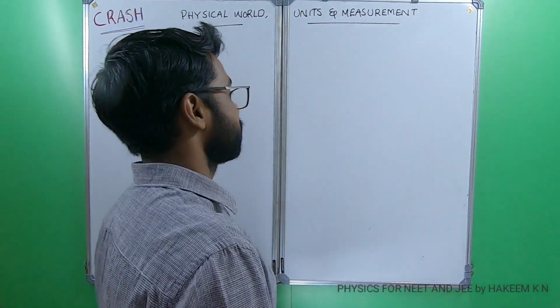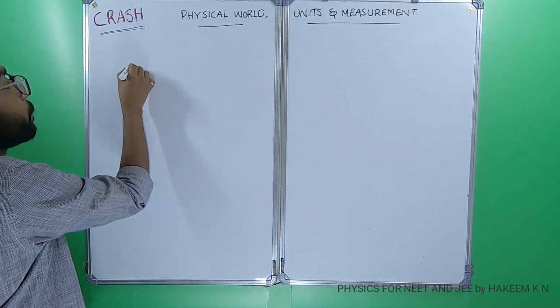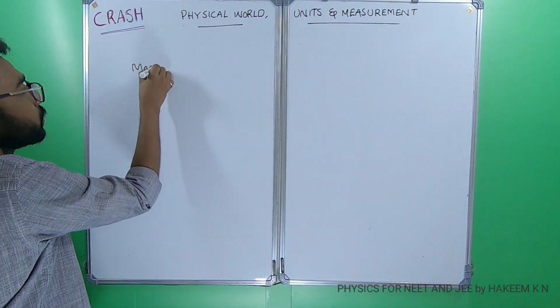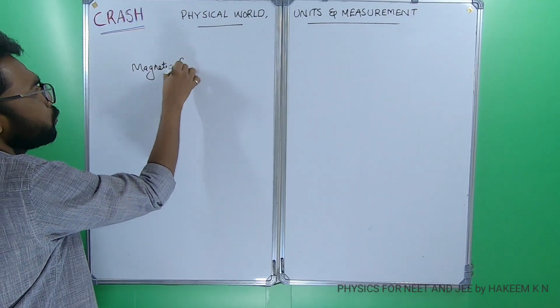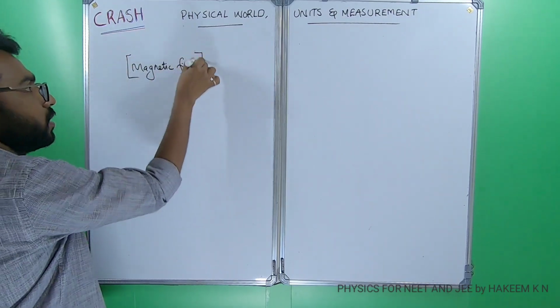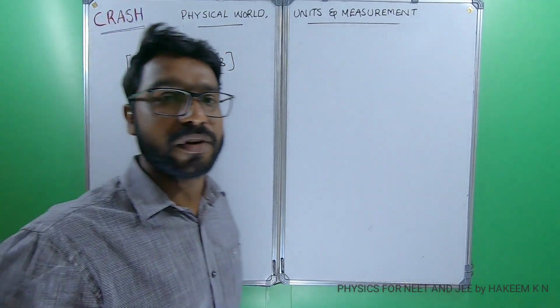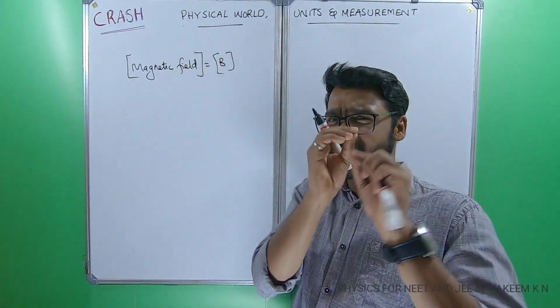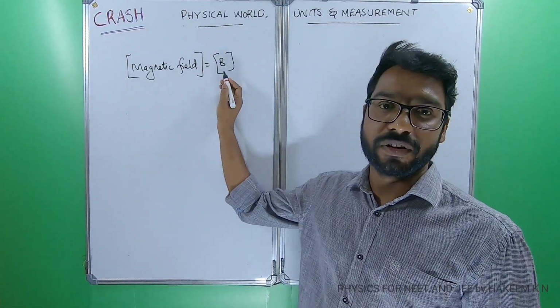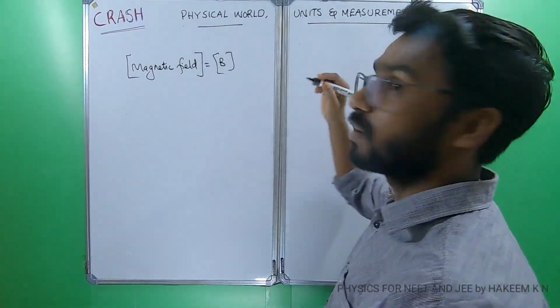For example, magnetic field. How to find the dimensional formula of the magnetic field? Think about the simplest equation of the magnetic field. What is the simplest equation of magnetic field?